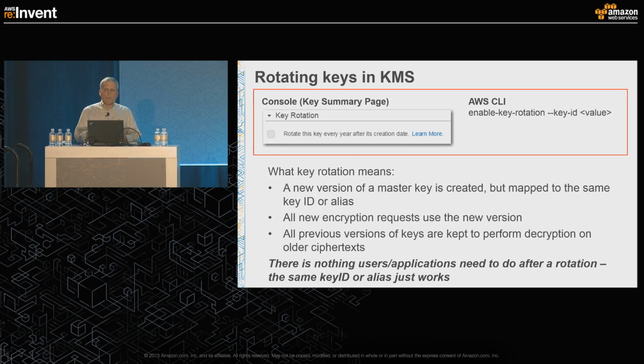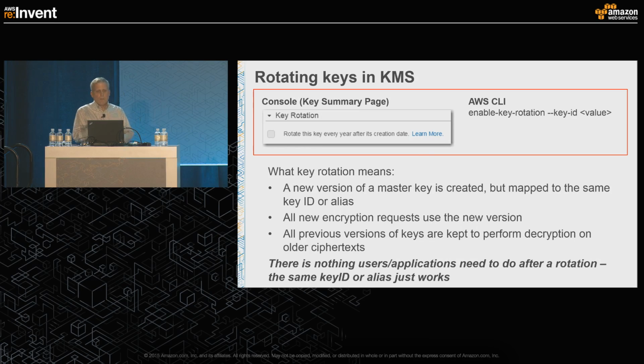So one of the big questions about encryption keys: how do I rotate them? There are a couple of different ways to rotate keys. When you are managing a key inside the console, it's a checkbox. It says rotate this key every year after its creation date. What happens with rotation? Because rotation, in most people's minds, means I've changed the key, and now all the data that was encrypted on that key, I've got to go re-encrypt it. That's not the way we view rotation.